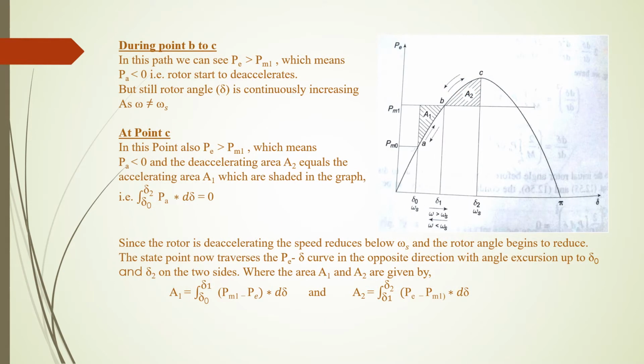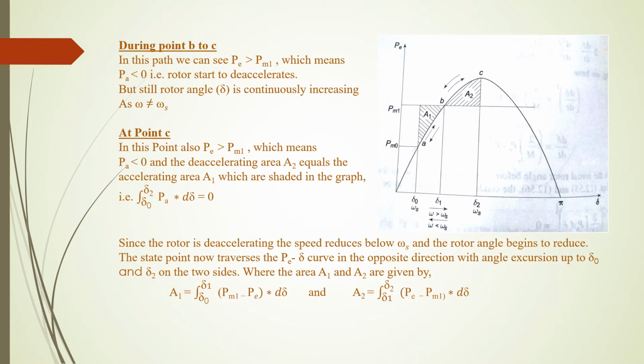Now during BC, in this path we can see PE greater than PM1, which means PA less than 0. That means the rotor starts to decelerate. Now in this path d del dt equals omega minus omega s, that means there was a difference of 500 rpm. Now rotor decelerates means the speed starts decreasing gradually, like 1400, 1300, 1200 in this way. So still d del dt is greater than 0 as omega is greater than omega s.